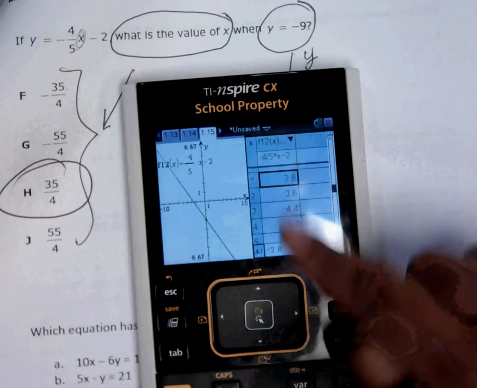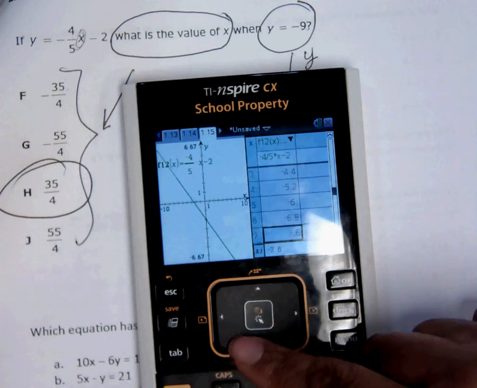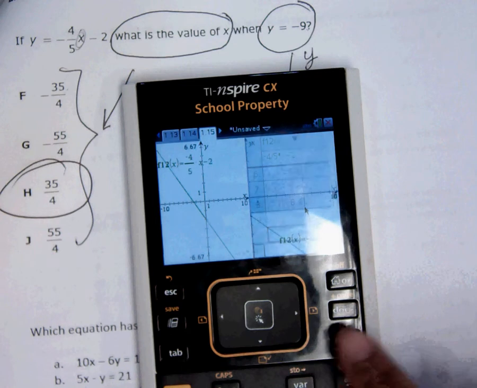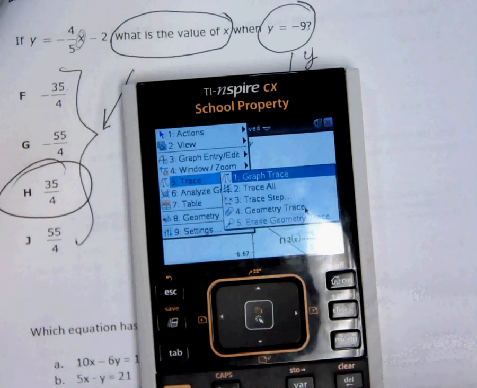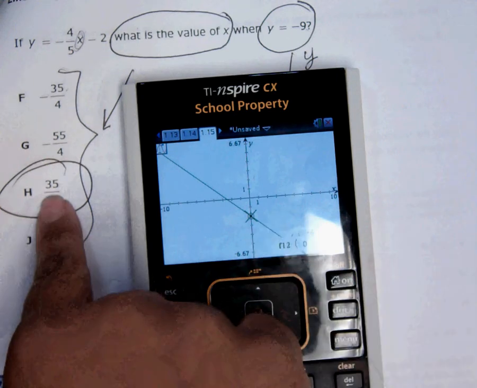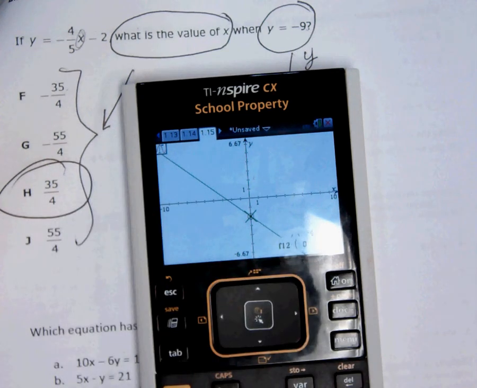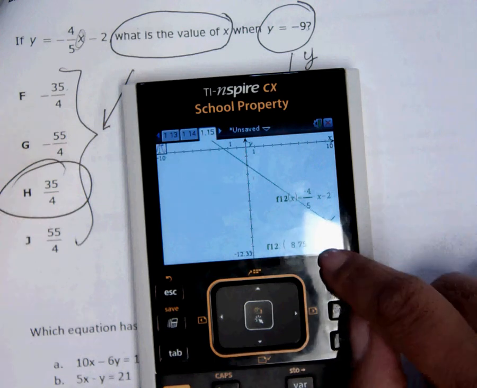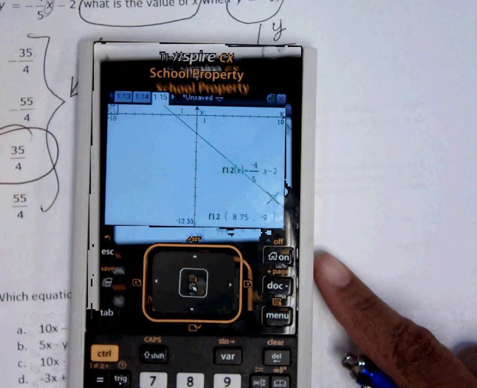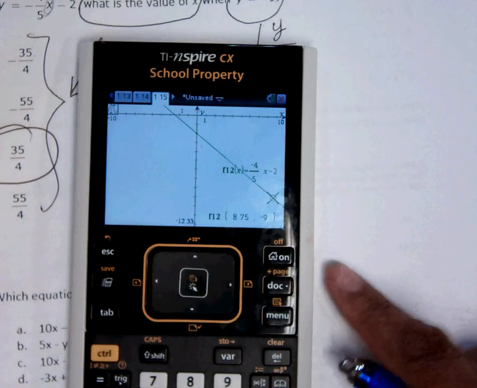We see that on the table we will not get -9. It says -9.2. So come out of the table, go to menu 5 and 1. What do we get? Place to type in 35/4. So Control Divide. Boy, I'm tired. 35 divided by 4, and it gives me -9. Whew, there we have it. We got our negative 9. And we're done. So we know the answer is H.